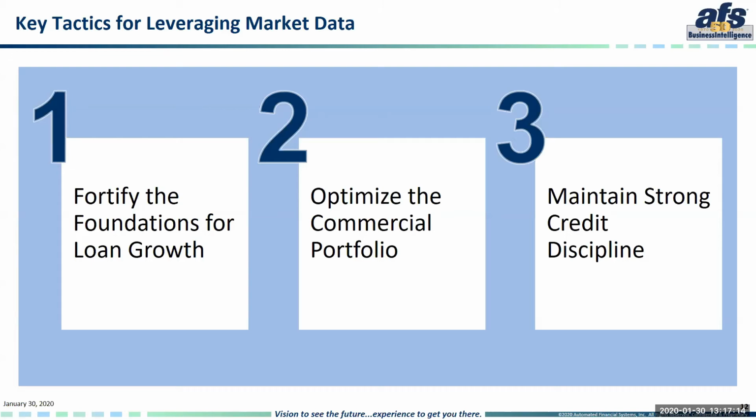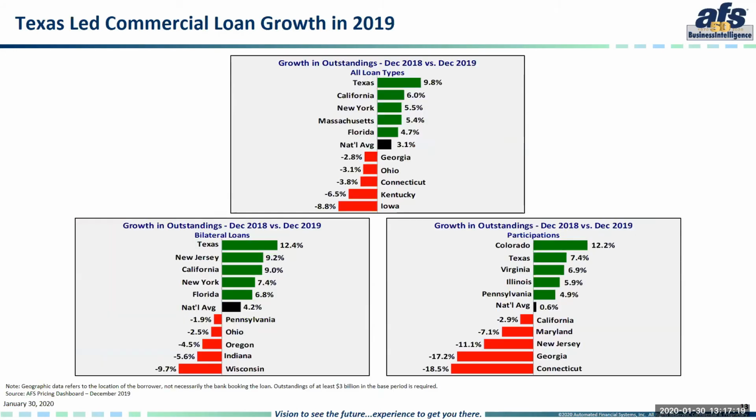With these themes as a backdrop, we move to the next slide, where we focus on specific geographic and industry drivers of balance growth. Slide 13 presents the top 5 states and bottom 5 states for balance growth in 2019. These charts are based on the year-over-year change in outstanding dollars to determine the top 5 and bottom 5 states, and then present it ranked by the percentage change. One quick footnote: all of the geographic data presented in today's webcast is based on the location of the borrower, not necessarily the location of the bank booking the loan.